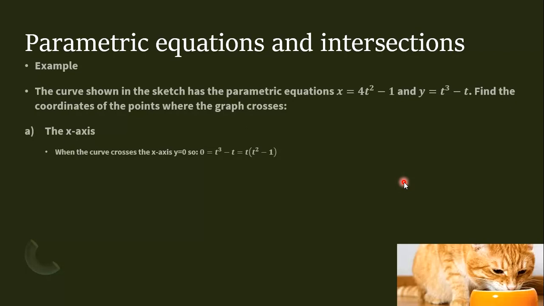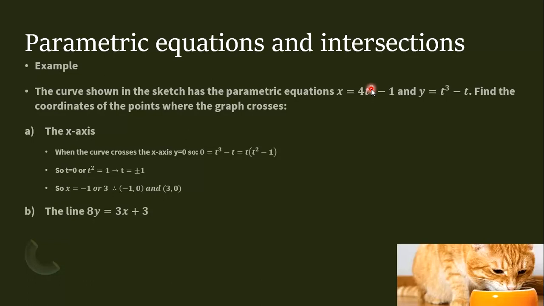So we're going to say 0 is equal to t cubed minus t, which is the same as t lots of t squared minus 1, which means that either t equals 0 or t squared equals 1, so t is plus or minus 1. So x, therefore, is equal to minus 1 or 3, just by subbing in those values, which means the coordinates are (minus 1, 0) and (3, 0).